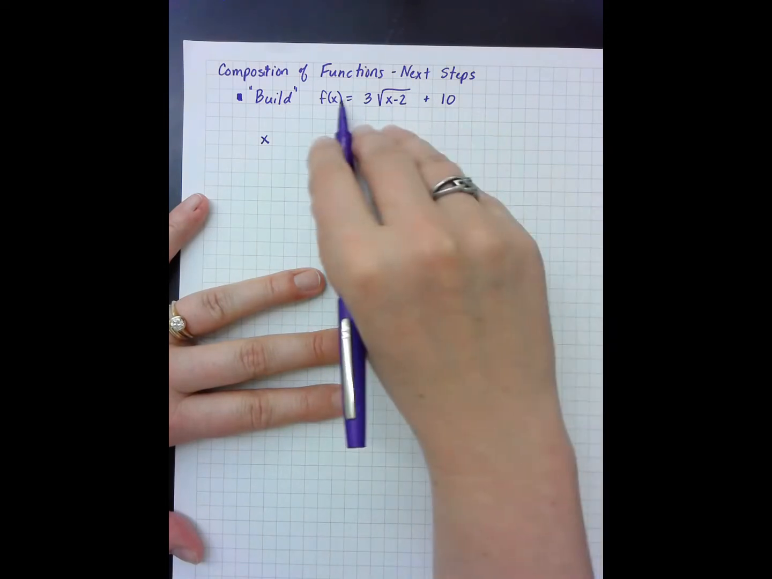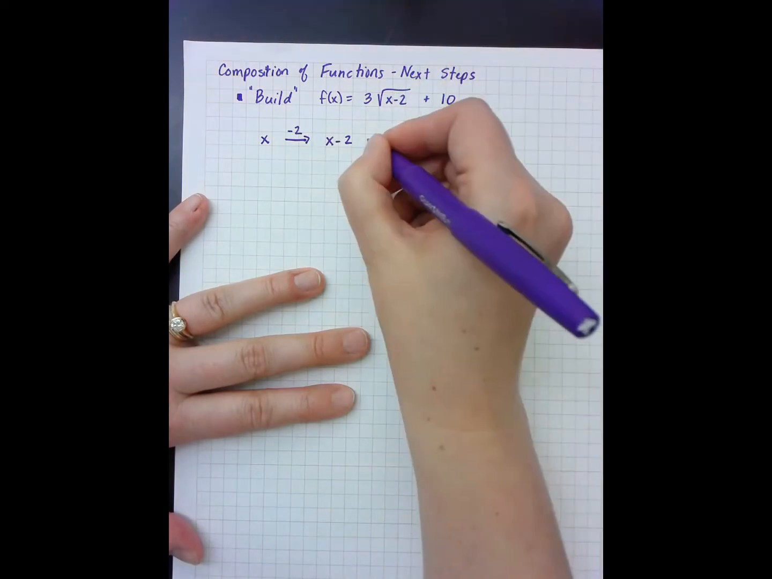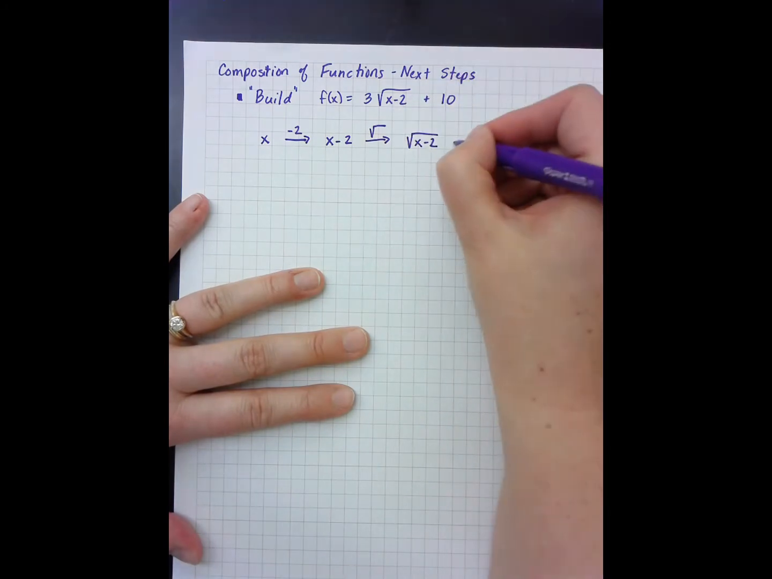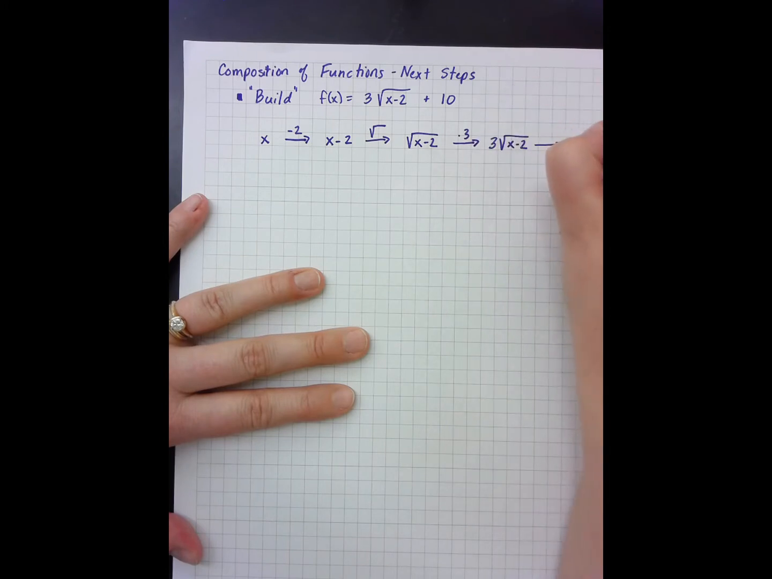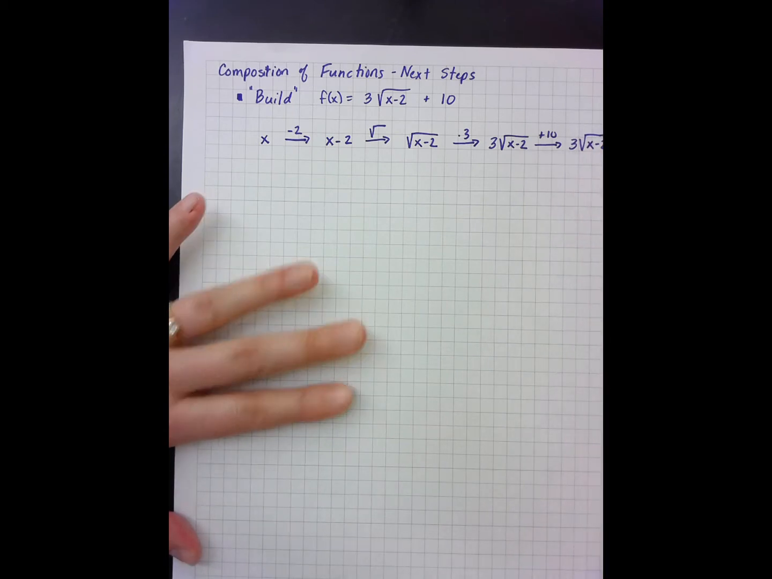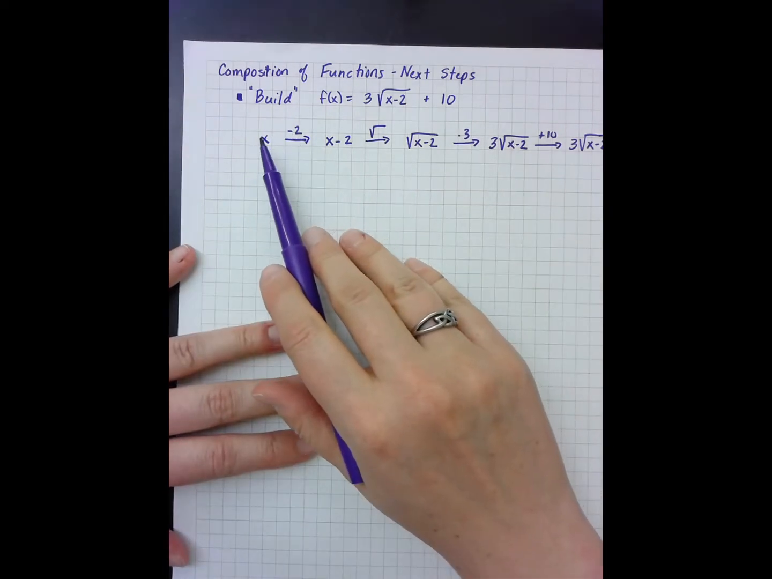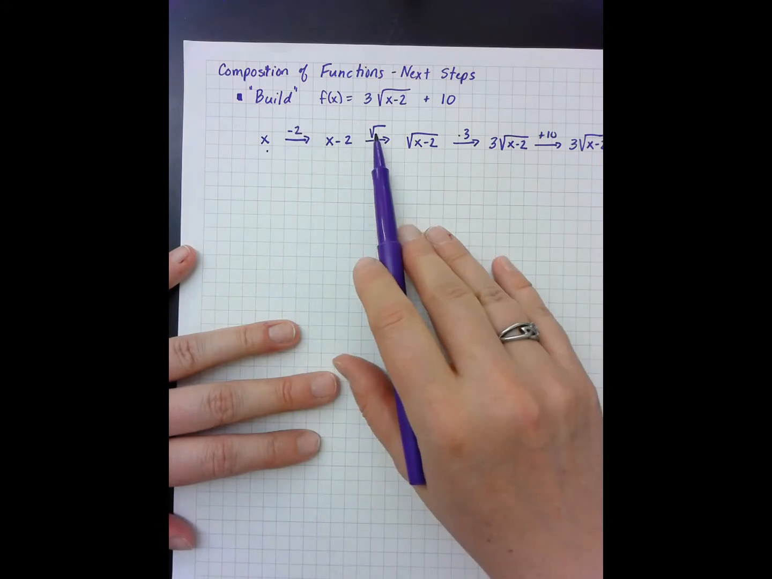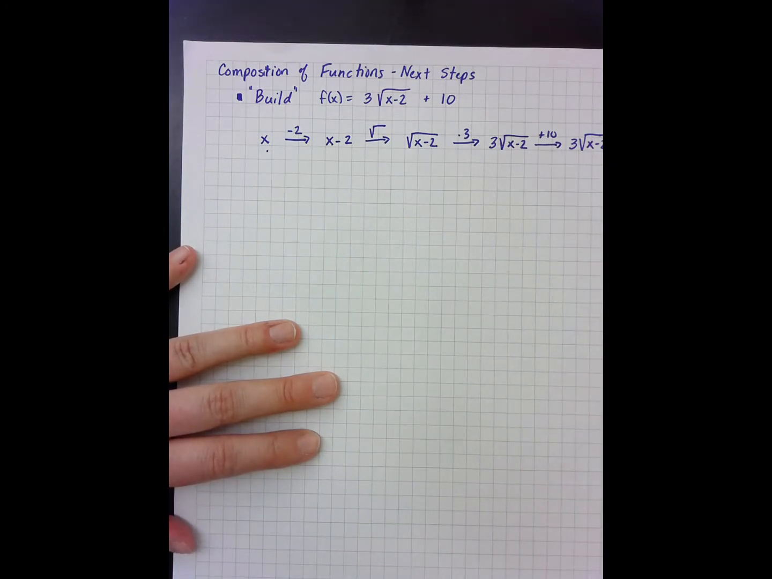So the first thing I do to build this function is I subtract 2. The next thing I do is I take the square root. I then multiply by 3. And then I add 10. So I could build this by having an original function of g of x equals x, and then a function where I subtract 2, a function where I take the square root, where I multiply by 3, and I add 10, and that would build me this function of f of x.